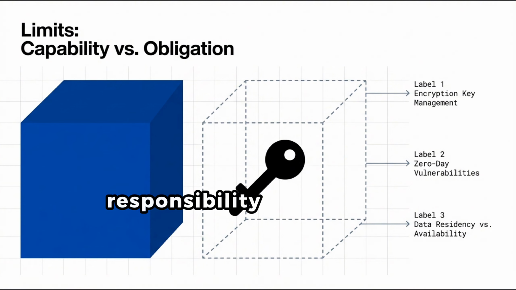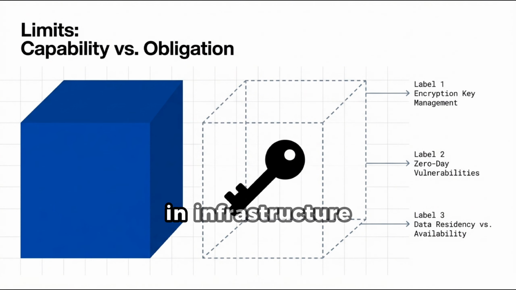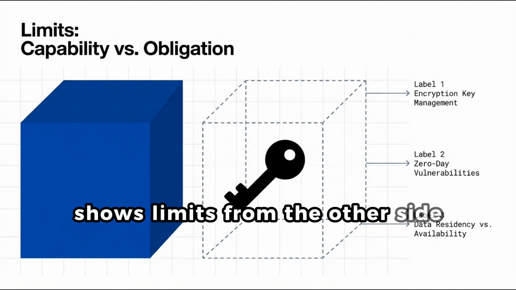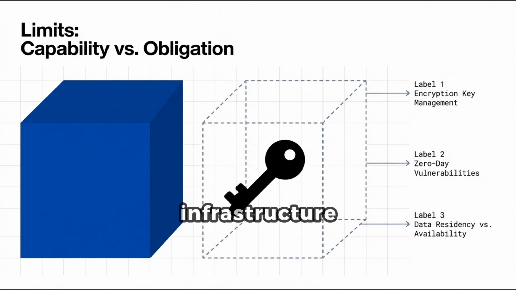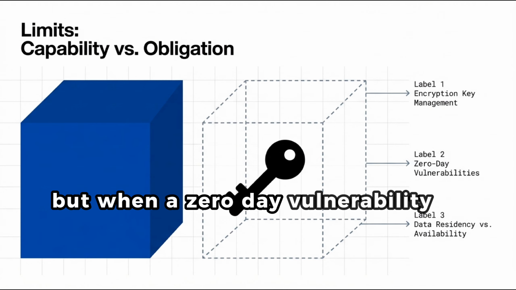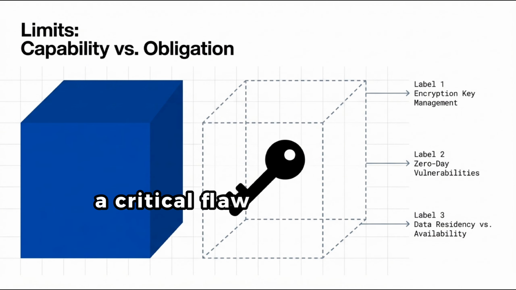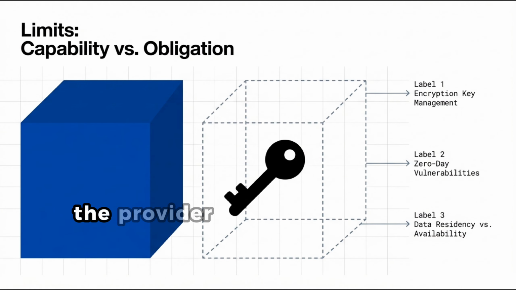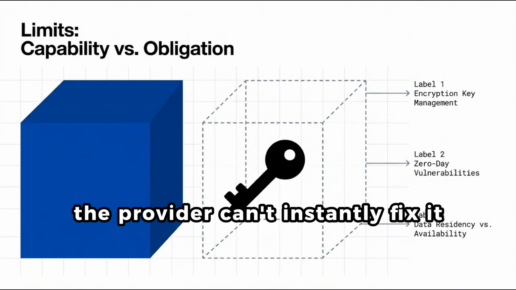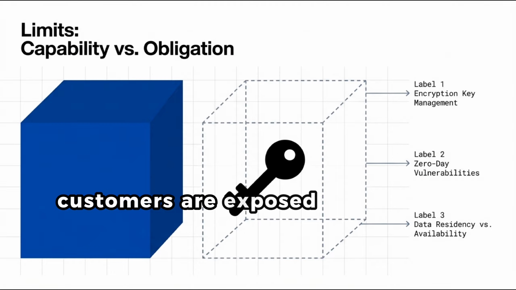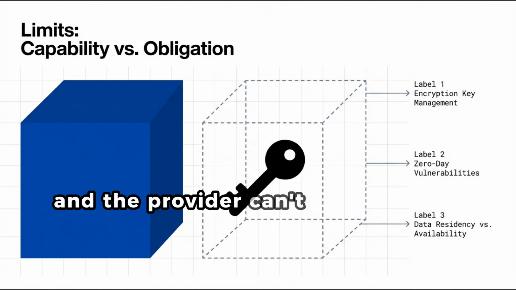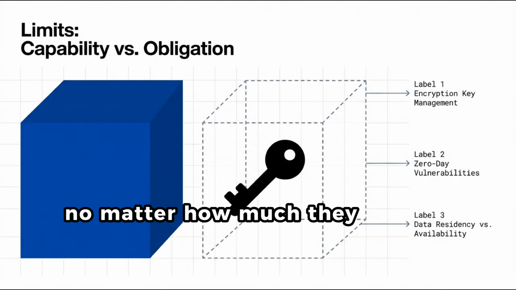Provider responsibility for zero-day vulnerabilities in infrastructure shows limits from the other side. The provider is absolutely responsible for patching their infrastructure. But when a zero-day vulnerability is disclosed, a critical flaw with no patch available yet, the provider can't instantly fix it. They're responsible, but they're limited by the reality that software vulnerabilities take time to patch, test, and deploy. Customers are exposed during that window, and the provider can't eliminate the risk no matter how much they want to.